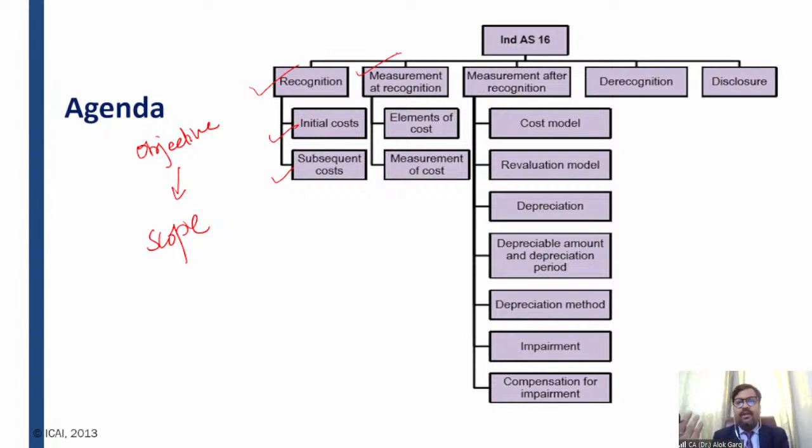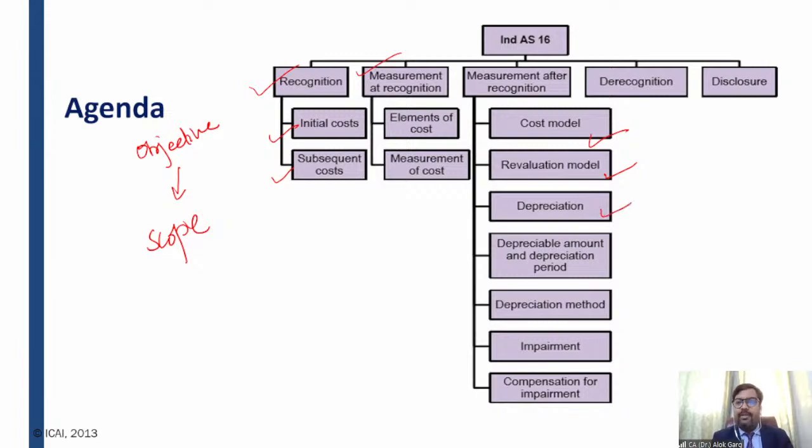For example, you have purchased an asset on 12th March. So what you will do on 31st March? On 31st March, of course, you will charge depreciation. You will do the impairment testing, right? So as far as measurement after recognition is concerned, we'll talk about what are the different models for subsequent measurement. So it is a cost model and revaluation model. We'll talk about cost model. We'll talk about revaluation model. These are the same models which we have discussed under AS 10.